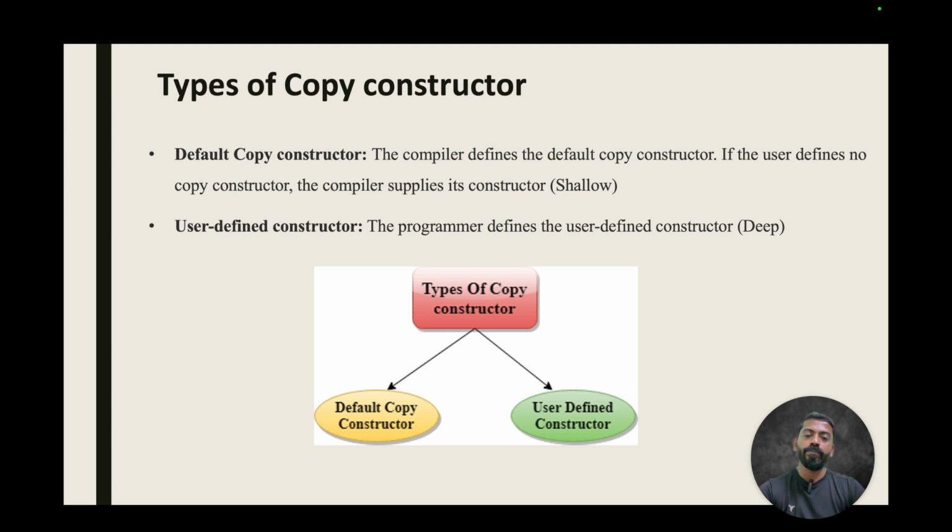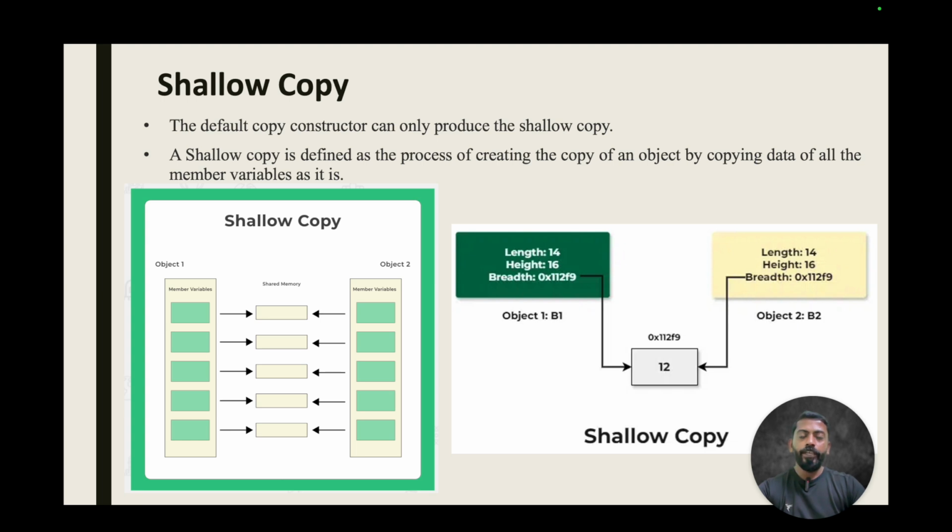There are two types of copy constructors. One is called a default copy constructor and the other is called a user defined copy constructor. Default copy constructor is a shallow copy constructor. User defined copy constructor is called a deep copy constructor. We will see this in depth. Shallow copy: the default copy constructor produces the shallow copy.